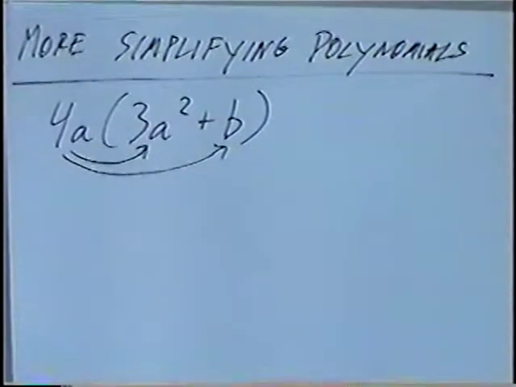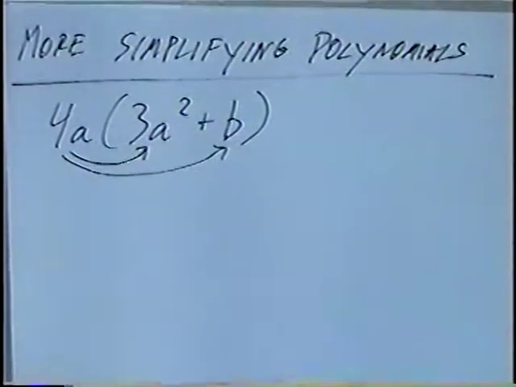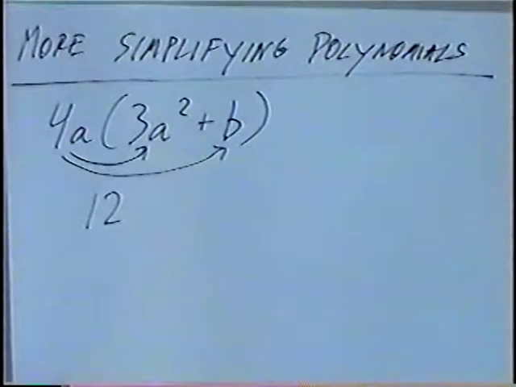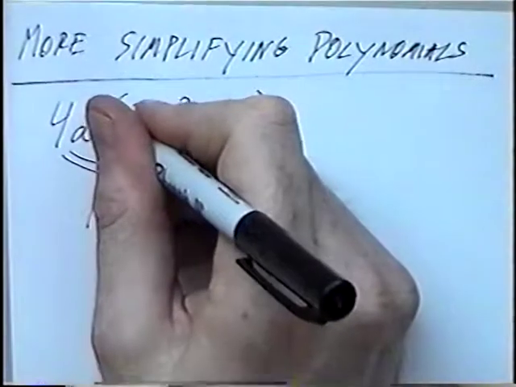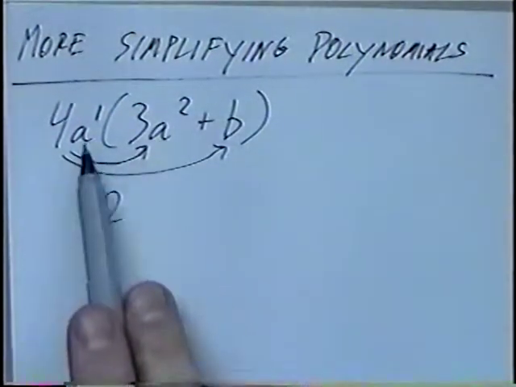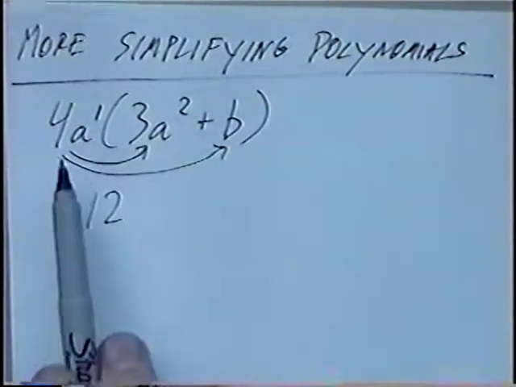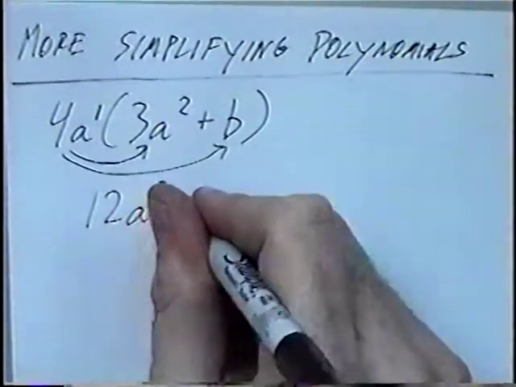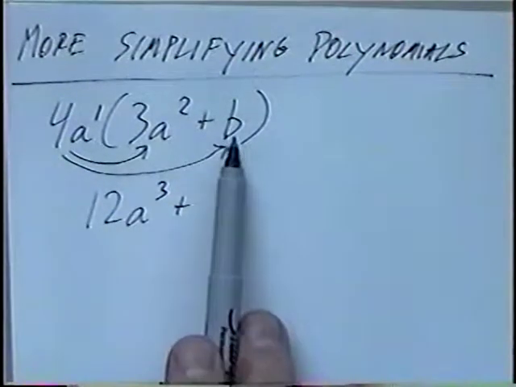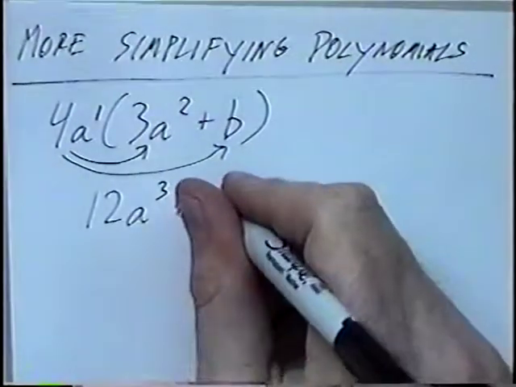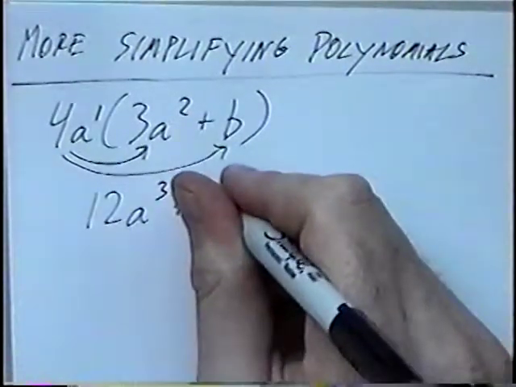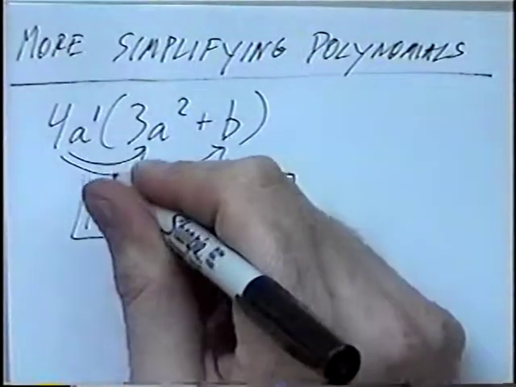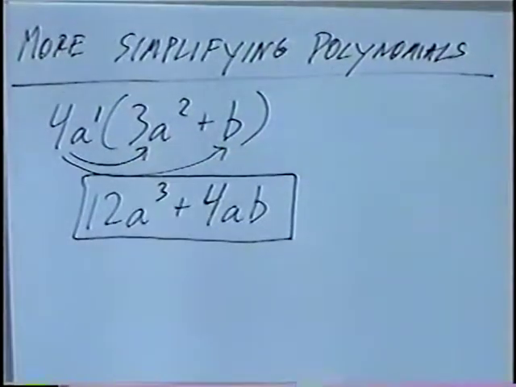Multiplying 4a times 3a squared, the coefficients we can multiply. 4 times 3 would be 12. And a times a squared, if you want to, you can put a 1 for the exponent. Multiplying like terms, we'll add the exponents. So a times a squared would be a to the third. Plus 4a times b. Since they're different variables, you can write them side by side, which would be 4ab. So your final answer, 12a cubed plus 4ab.